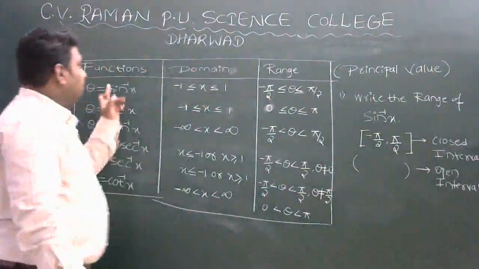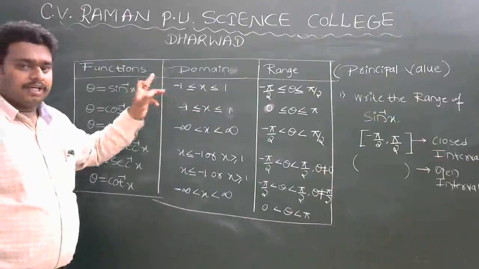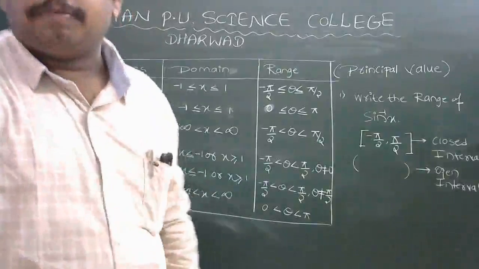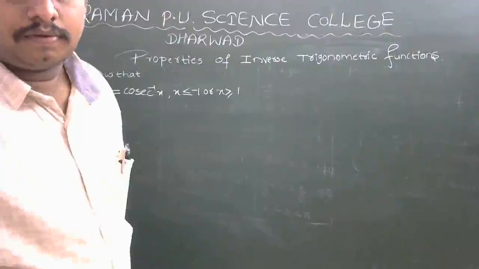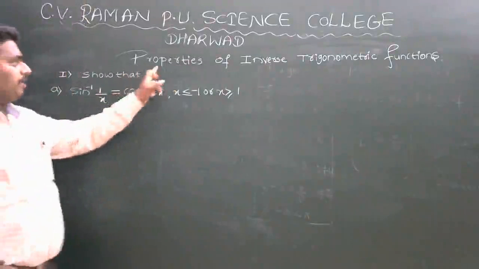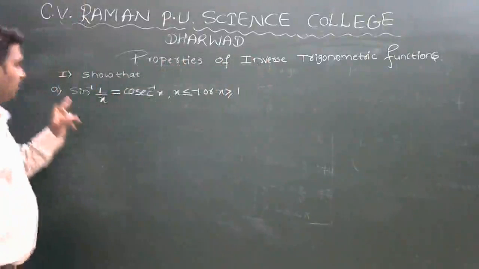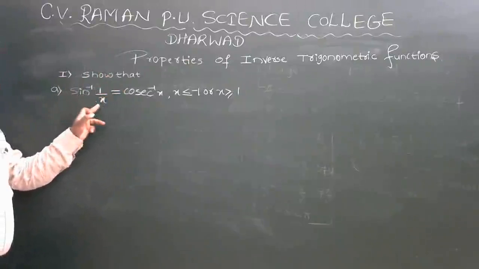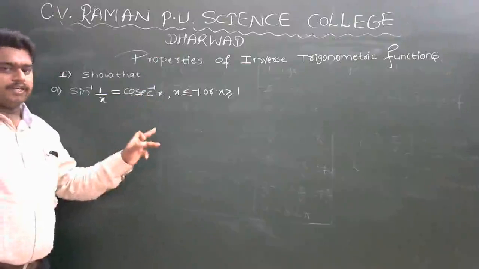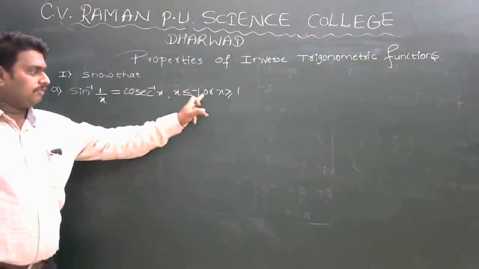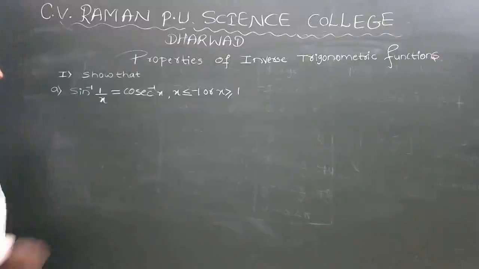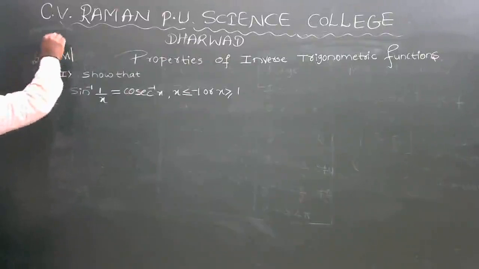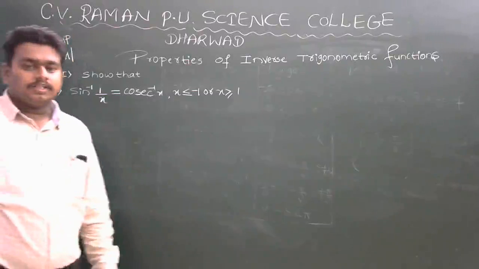Okay, this is the basic part of your inverse trigonometric functions. Now we shall move to the properties of inverse trigonometric functions. The first one: show that sin inverse of 1 by x equals cosecant inverse of x, where x is less than or equal to minus 1 or x is greater than or equal to 1. This type of question is very important for your 2 marks or 3 marks in the exam.